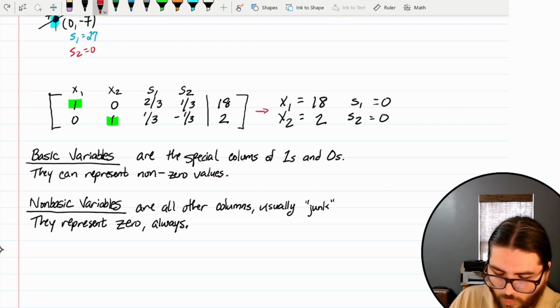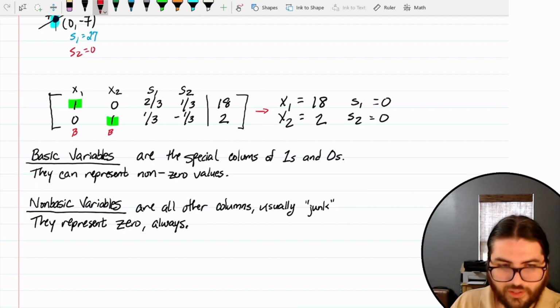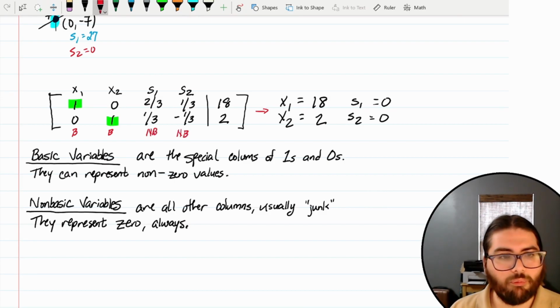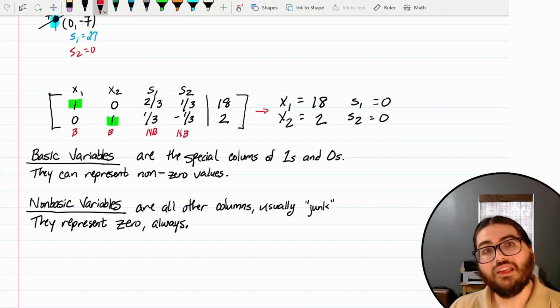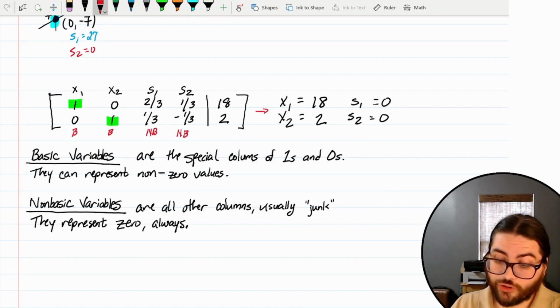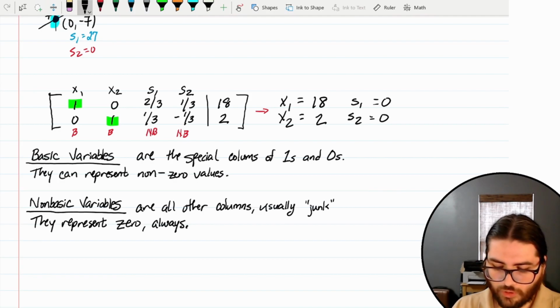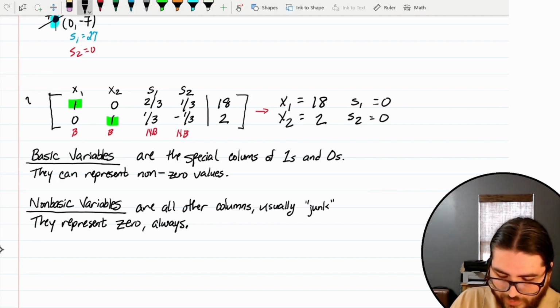So where the special 1s are, they tell me that I'm dealing with basic variables in these columns. And where the special 1s are not, they tell me I'm dealing with non-basic variables. Some textbooks and some questions on your homework, because I didn't code every single question on your homework, require you to actually label the rows. And they would be labeled like this.